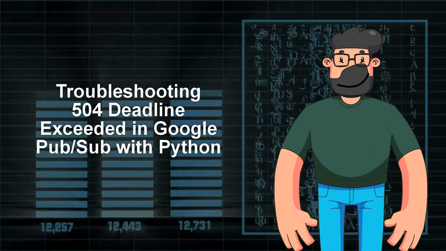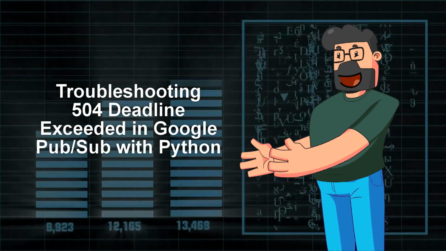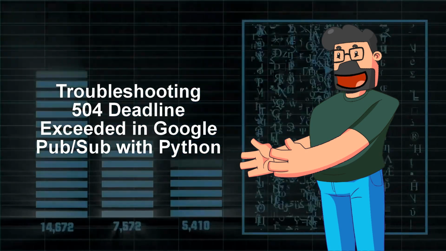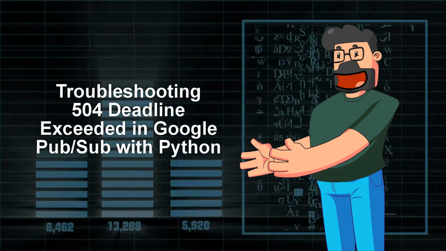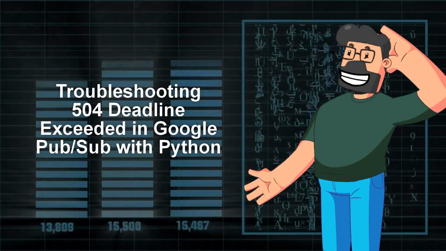Imagine you're all set up, following the documentation diligently, but then you hit a roadblock. You run into a 504 deadline exceeded error when trying to list topics using the PublisherClient. Frustrating, right? Well, fear not, there's a solution to this pesky issue.